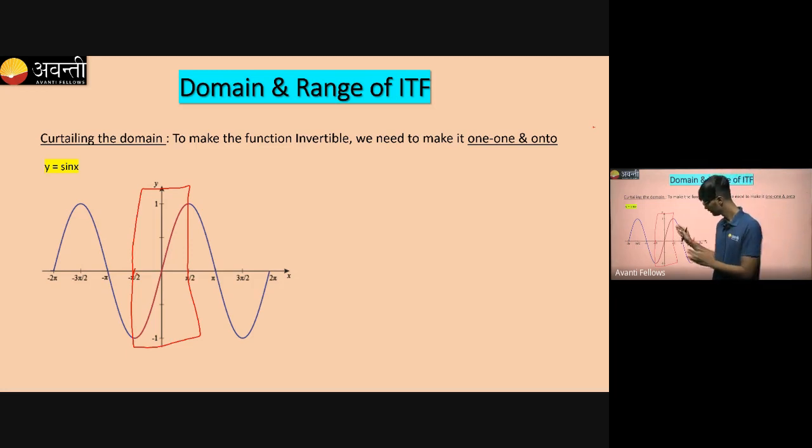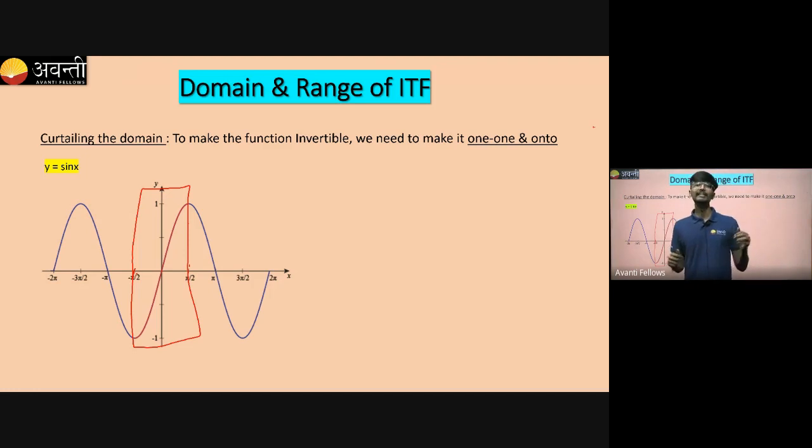Now, if we look at only this part, we can see that from minus 1 to 1, each angle from minus pi by 2 to pi by 2, the function is taking a unique value. What value is the function taking? Unique value. So we can see at 0, it is 0. At pi by 2, it is 1. At minus pi by 2, it is minus 1.